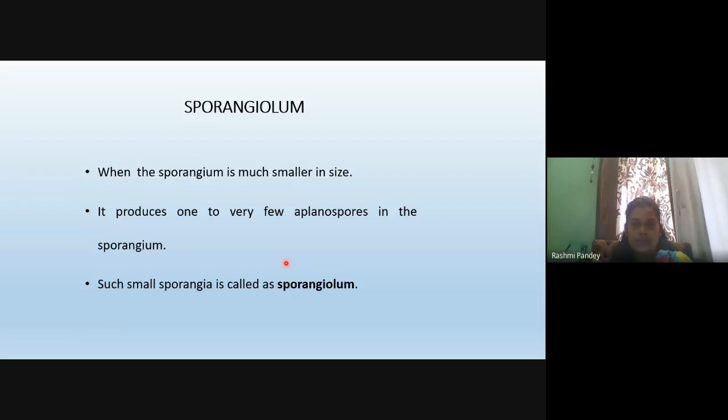What you have to remember basically is there are two different kinds of spores which could be produced, and many a time there could be a different kind of apparatus, that is conidiophore, sporangium and sporangiola.